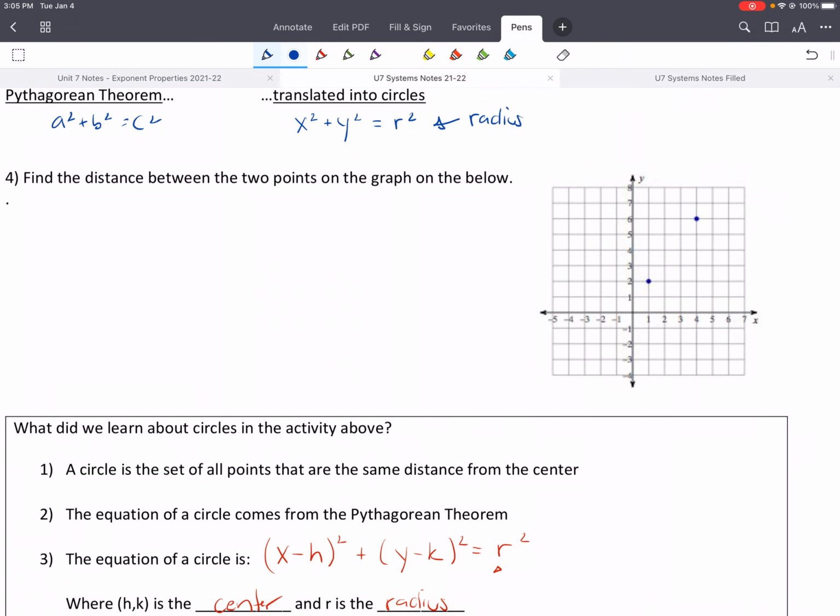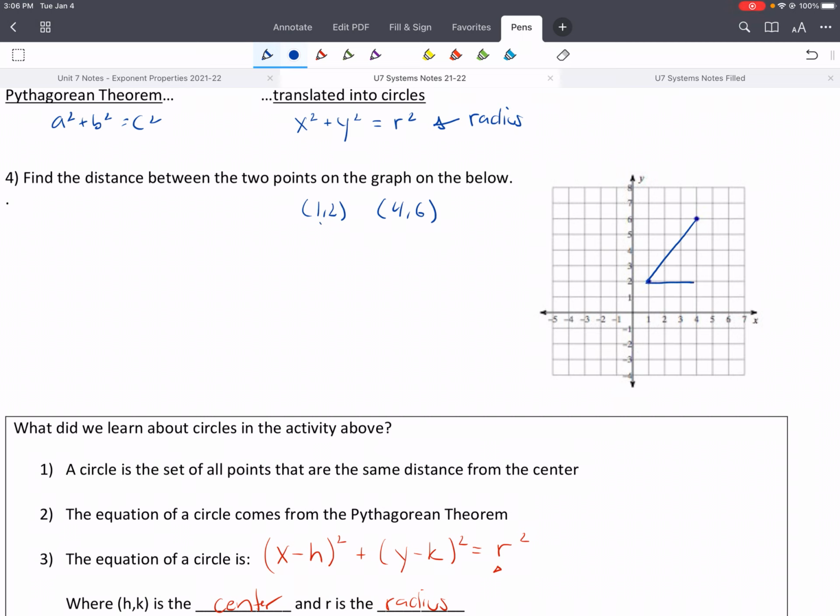Let's look at this example here really quick. Here, if we wanted to find this distance without just looking at it and saying, oh, that's 3 and that's 4, what you may want to do is say, well, one of our points would be 1, 2, and the other point is 4, 6. To find the distance between points, we basically use the Pythagorean theorem, but we need to figure out what this distance is.